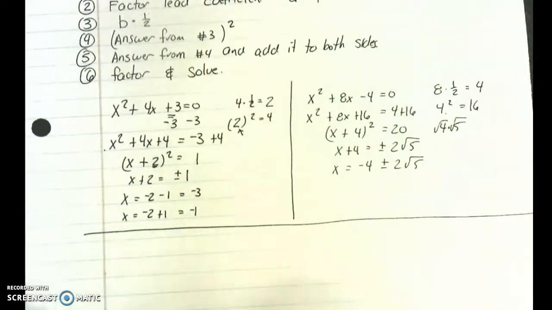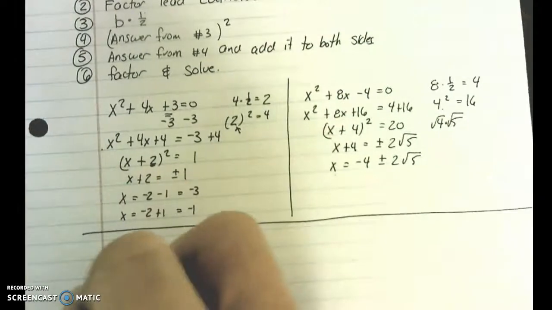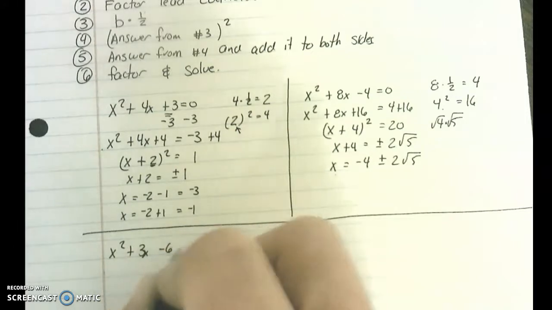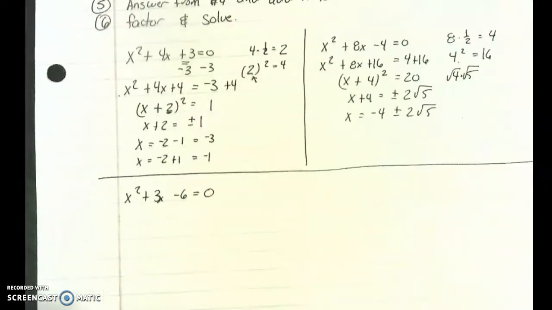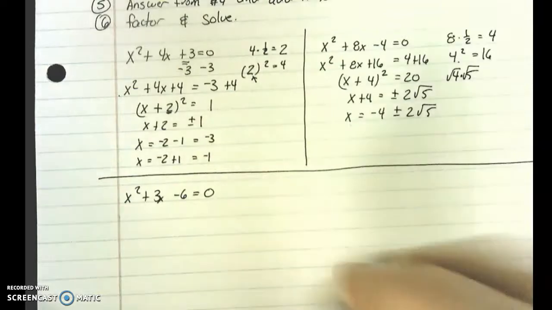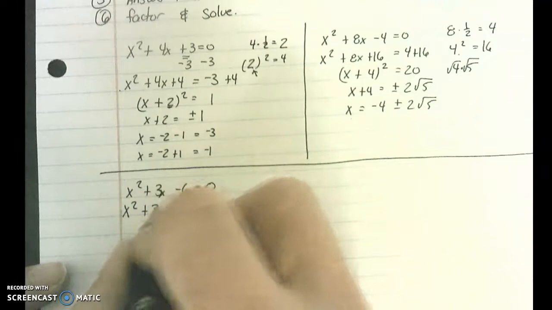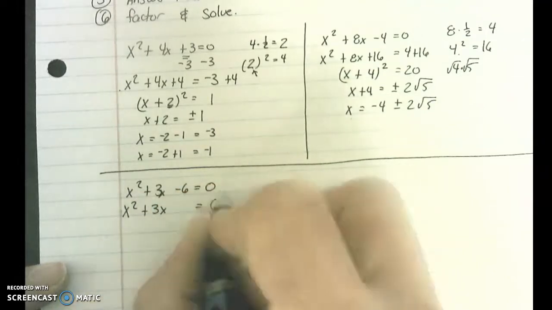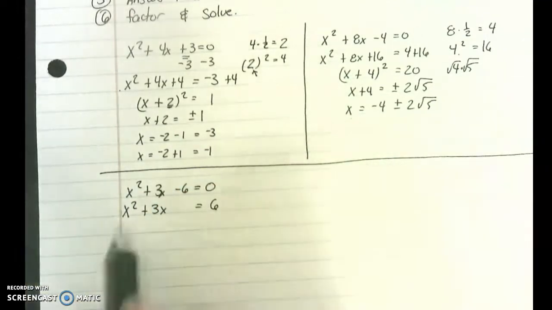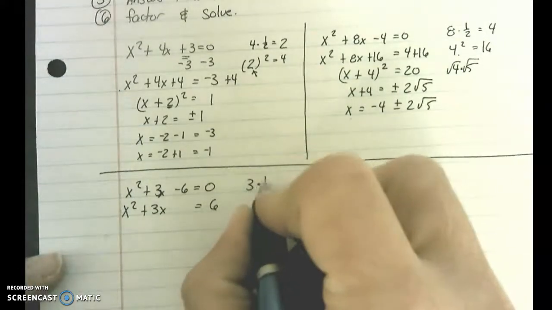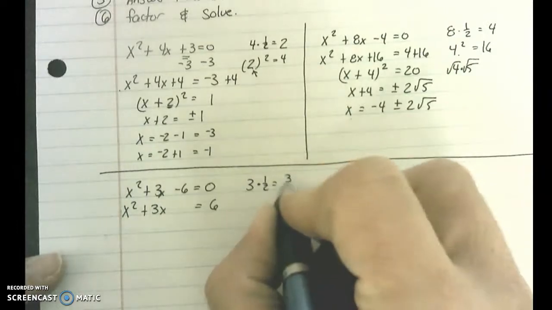That's our problem, and we're done with that one. Okay. Our next one is going to be x squared plus 3x minus 6 is equal to 0. So we're going to take x squared plus 3x is equal to 6. I add 6 to both sides. My coefficient is 1. So I'm going to take 3 times a half, which is 3 halves.